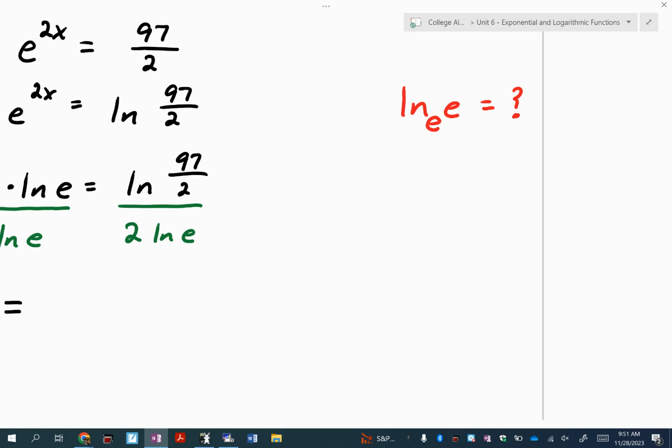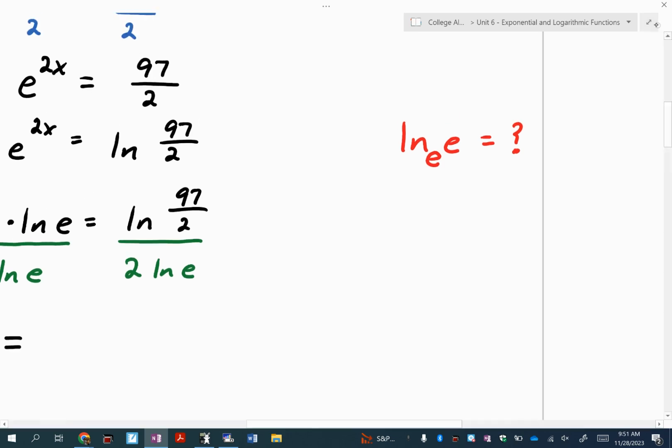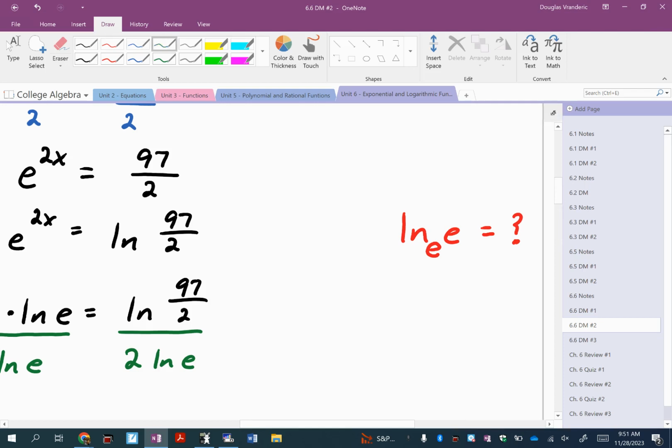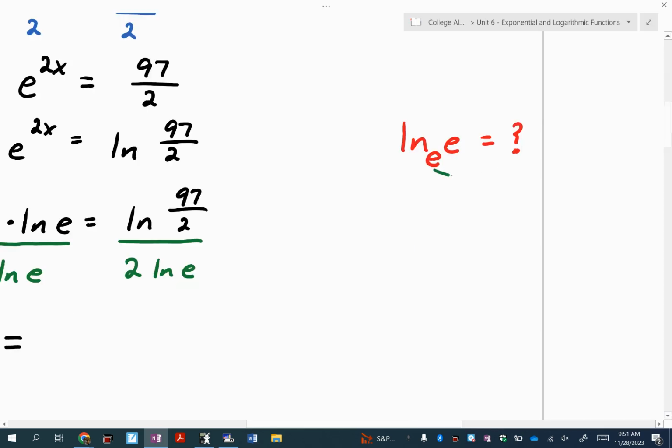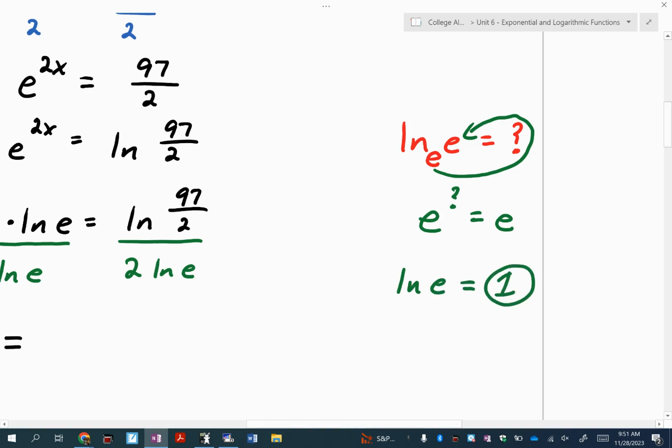So if I wrote an E there, do you remember what we did before break where I swooped? If I swoop and do E to the question mark equals E, what does my question mark have to be? No, you're thinking too hard. It is the exponent. E to what power makes E? Not E to the second power. E to the first power. So the natural log of E is just 1.